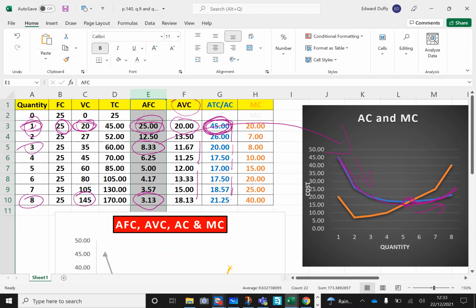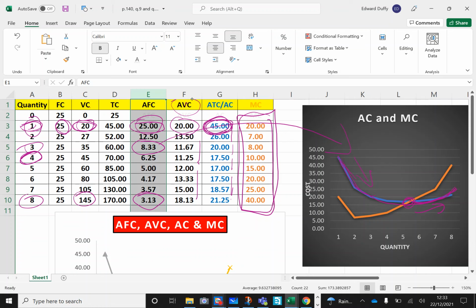Diminishing returns kicks in, so the average cost curve will start to increase. Now, key to understanding the shape of the average cost curve is also the shape of the marginal cost curve. And the marginal cost curve is simply derived by taking any number of units of output that you like. Let's just say 4 units of output.